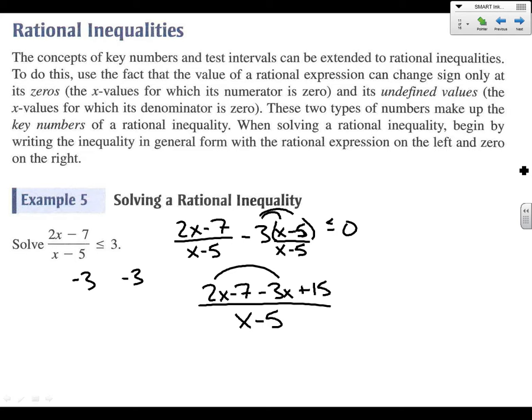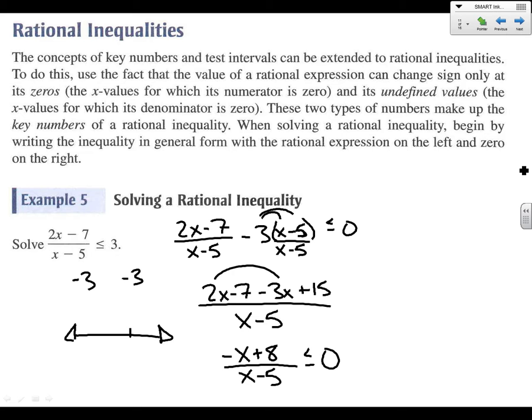2 minus 3 is negative x. And negative 7 plus 15 is plus 8 over x minus 5. This is less than or equal to 0. There are 2 zeros here, one from the numerator, one from the denominator, that we need to check on.